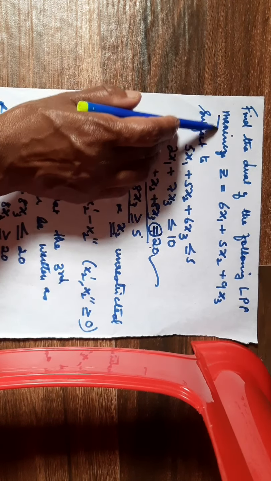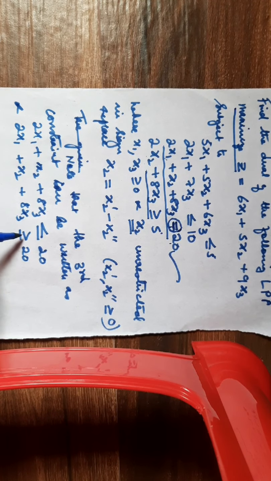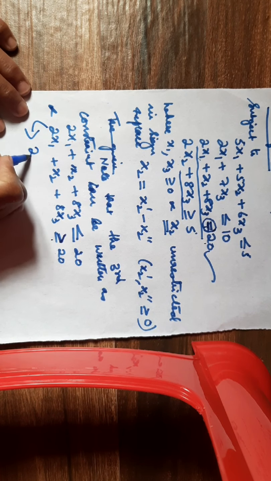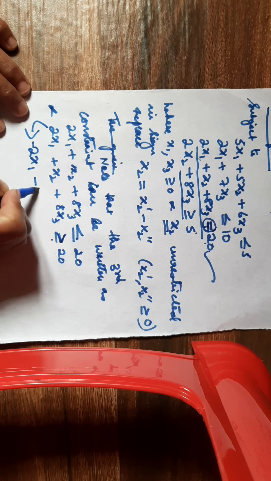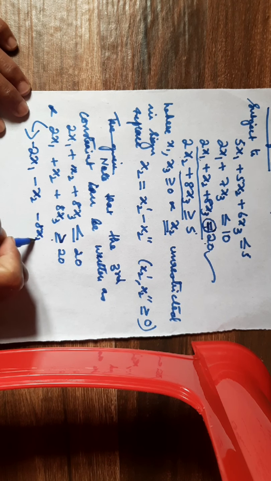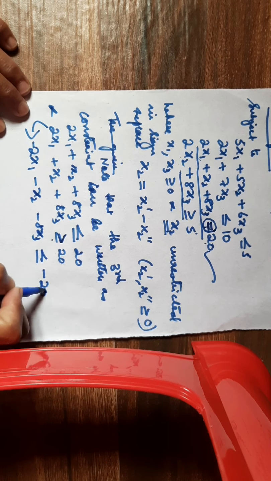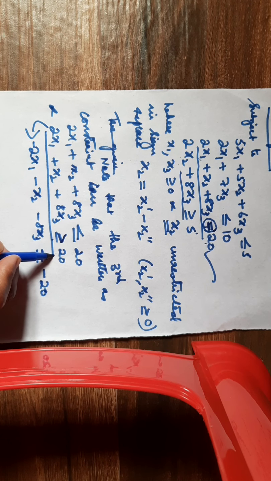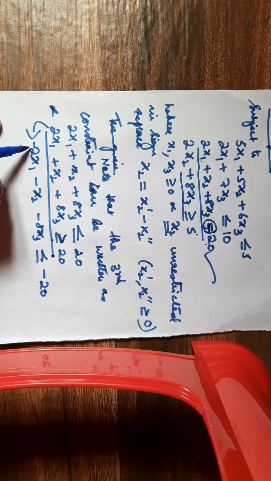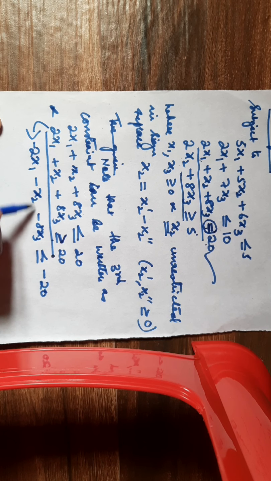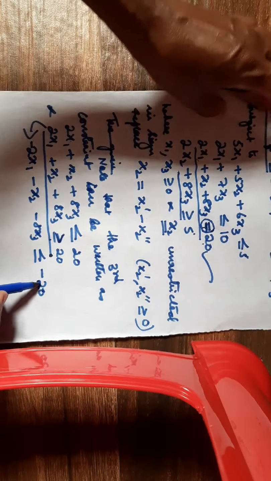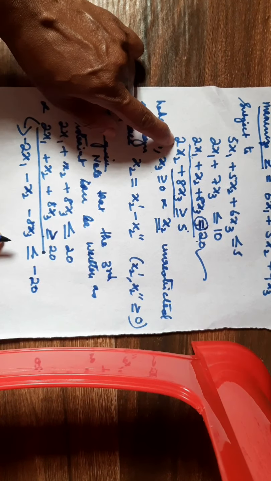Since it is a maximization problem, I need to convert this greater or equal to less or equal. So this one can be written as minus 2x1 minus x2 minus 8x3 less or equal to minus 20. That means you multiply this equation by -1, so that it becomes minus 2x1 minus x2 minus 8x3 less or equal to minus 20.